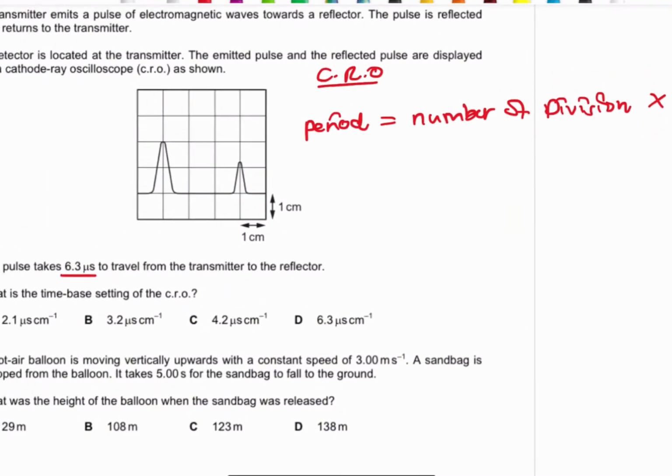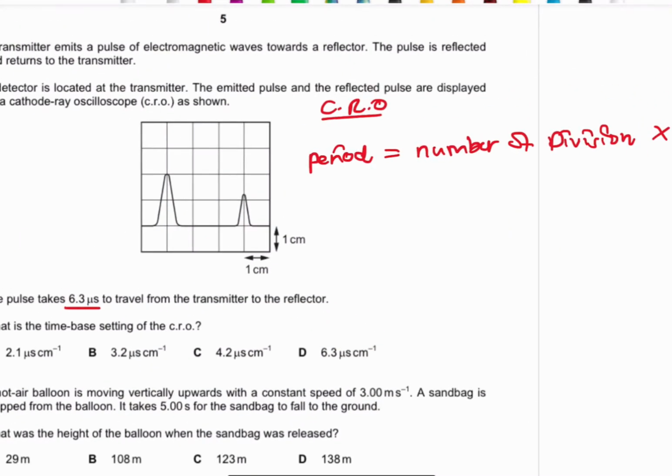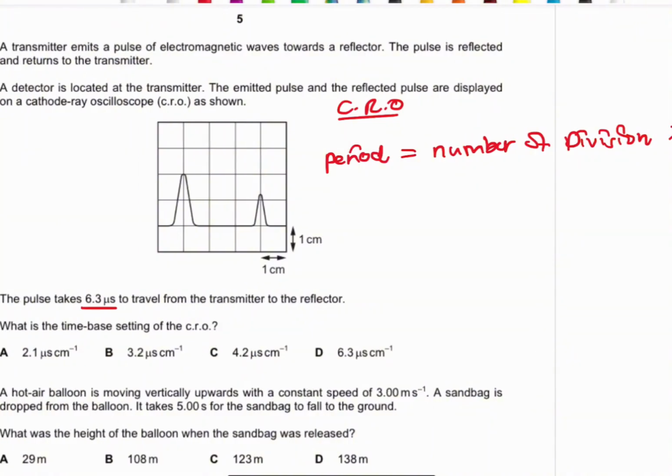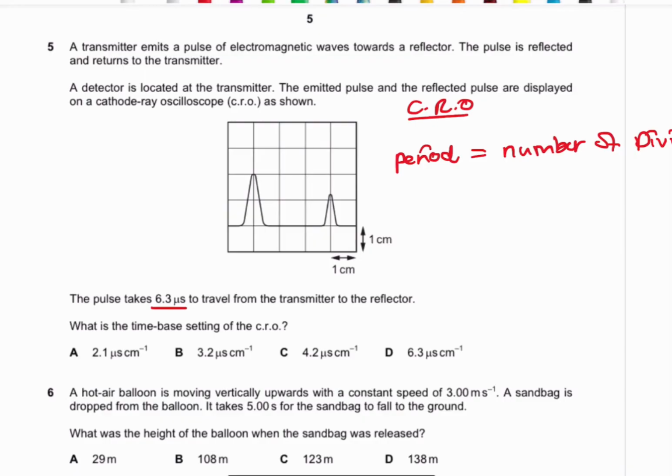So when you consider this one, a transmitter emits a pulse of EM waves. The pulse is reflected and it returns to the transmitter. So let's assume you have a transmitter over here, and this is our reflector. So we put our reflector over here, and we want to determine what will happen.